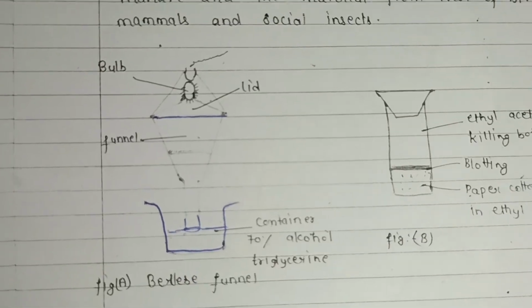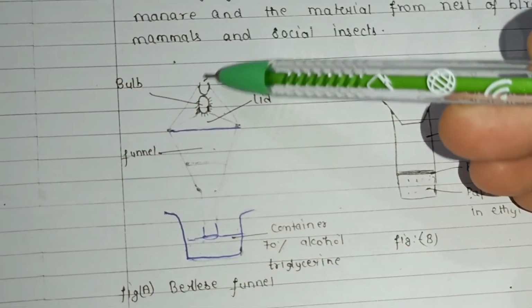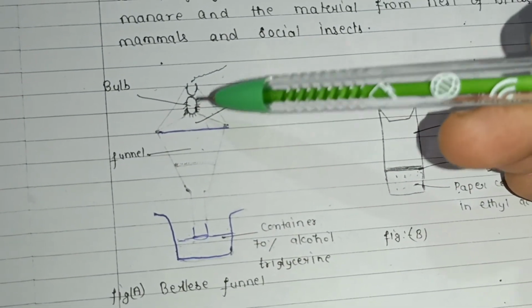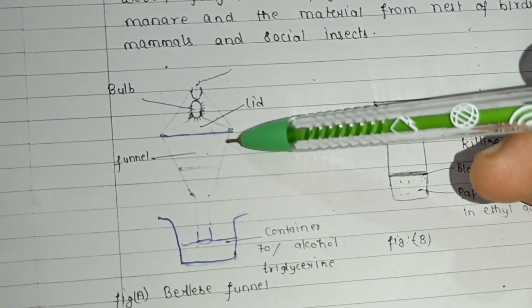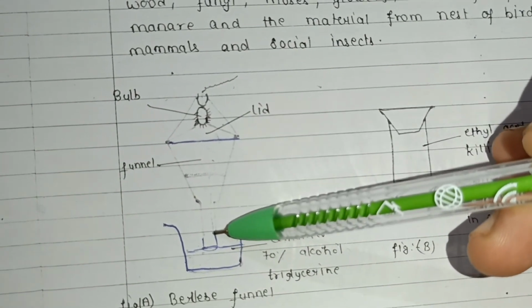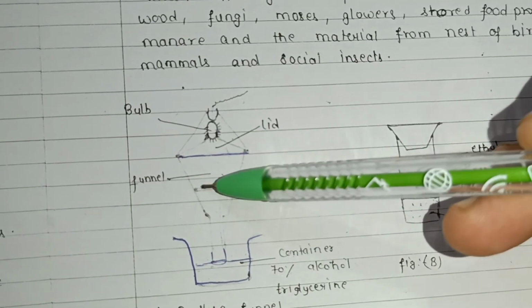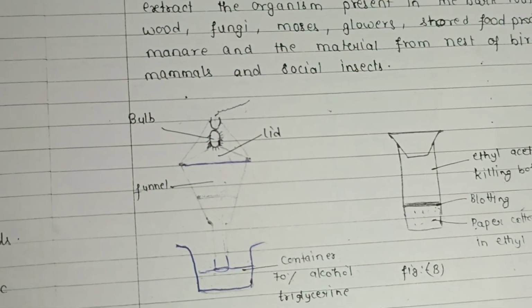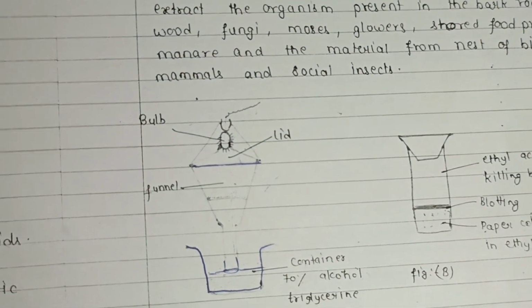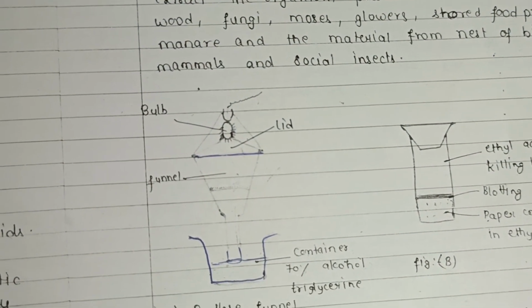So in this diagram, as the insects enter from here, so as to avoid the heat that is generated from the bulb, they avoid it and enter through this path, and by way of the funnel, here a filter is utilized, and then they will enter into the container that is containing 70% alcohol.